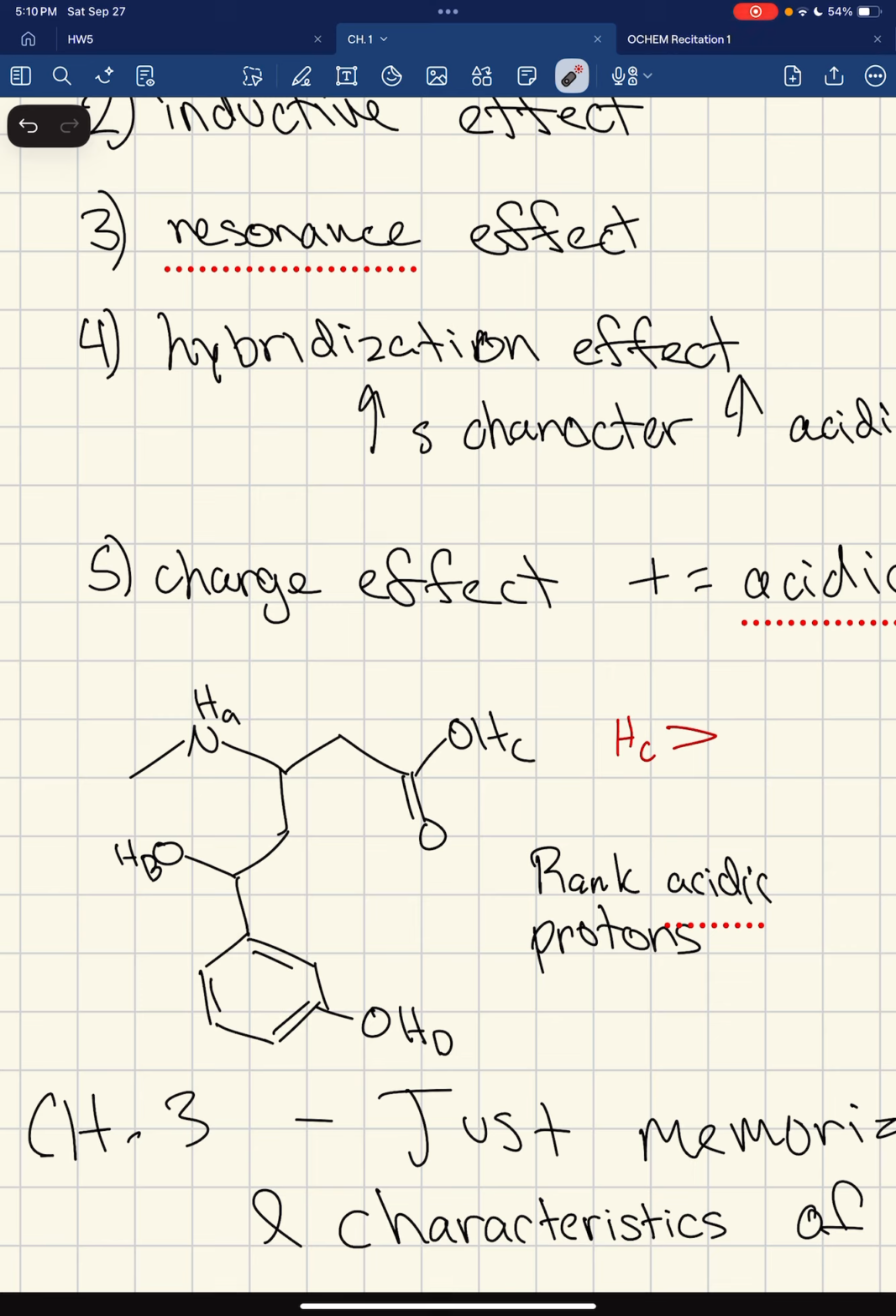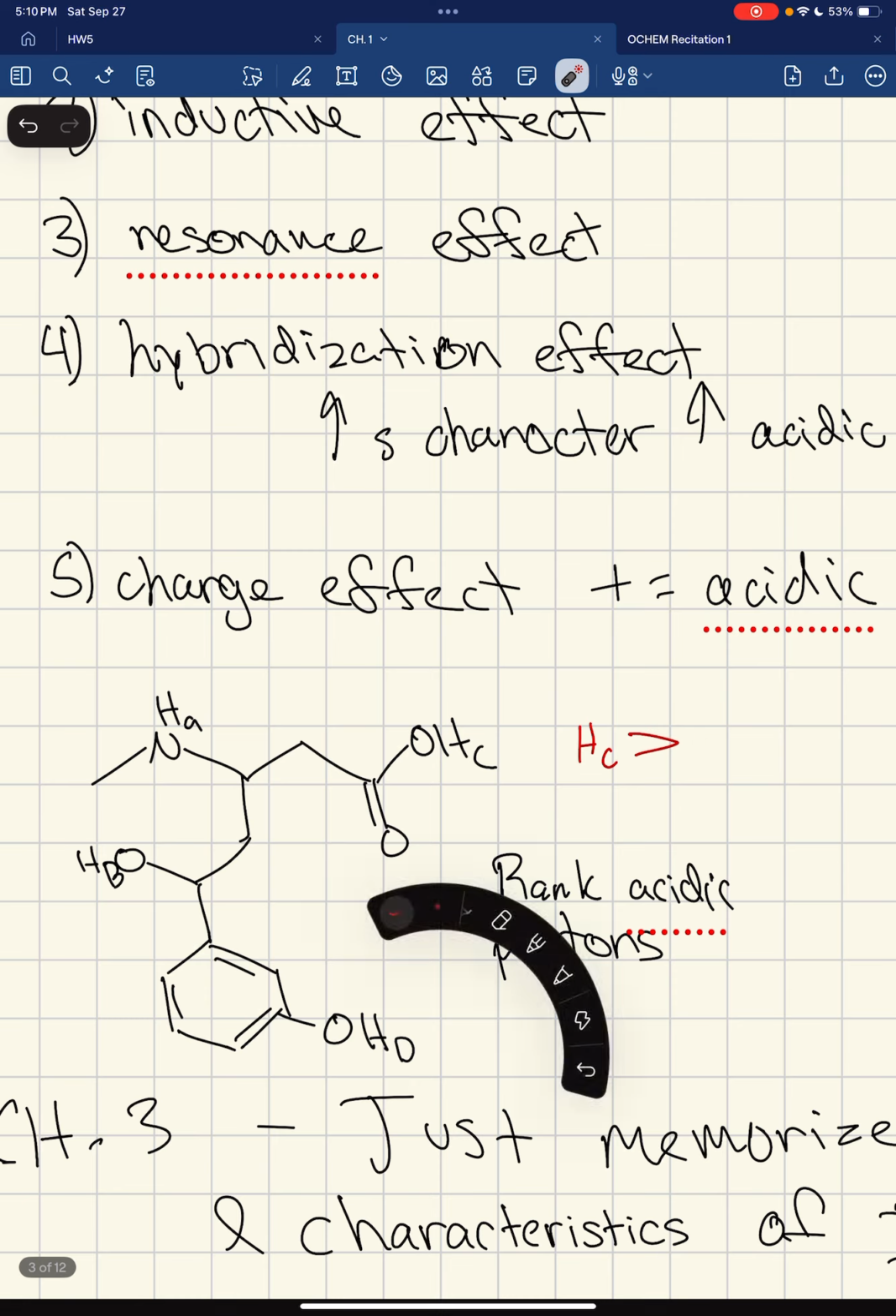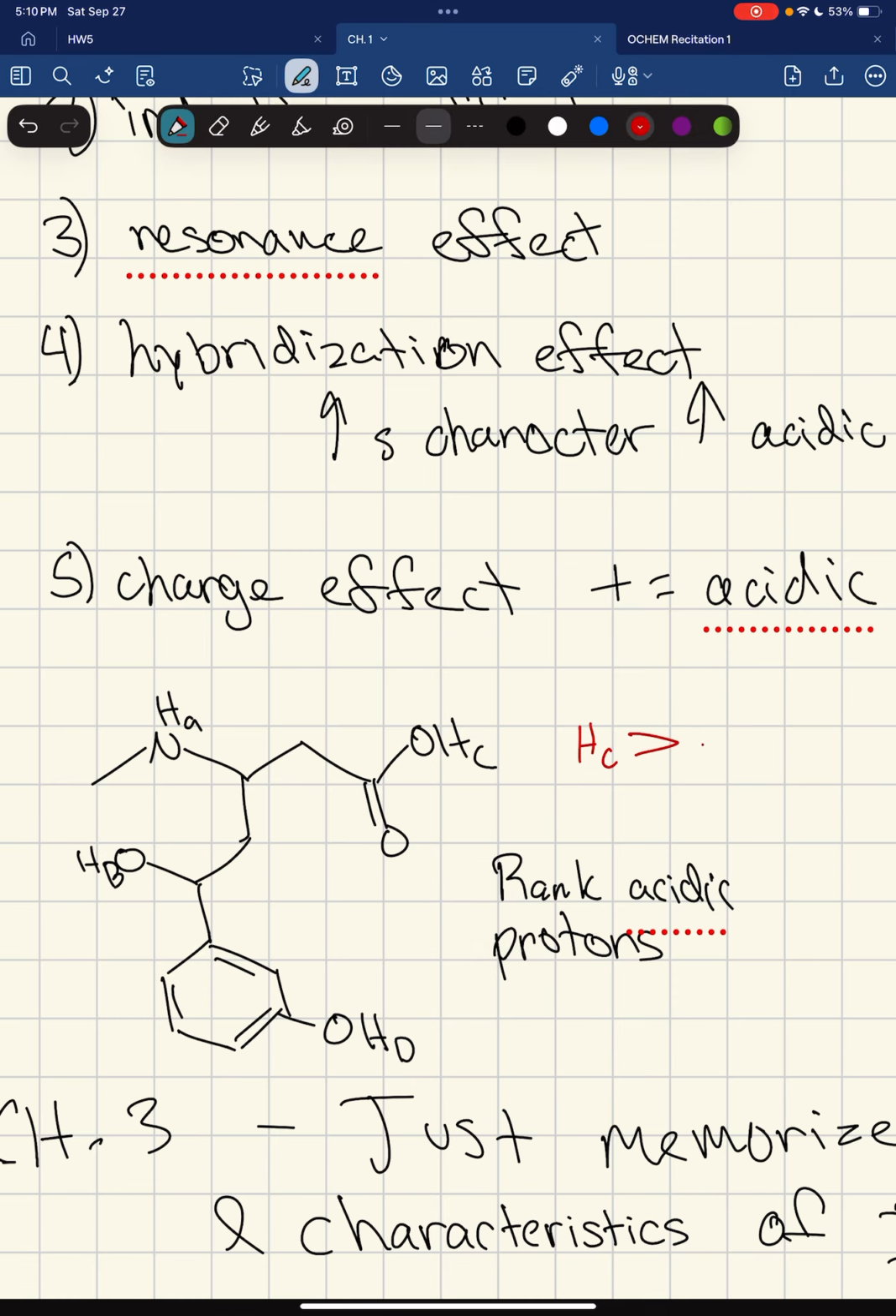D will have a lot of resonance, but it won't have any electron withdrawing group or inductive effect. It won't have any electronegative atom nearby, so it's not going to have any inductive effect really. So it just has resonance. So that one is going to be less acidic than C, because C has resonance as well as an inductive effect.